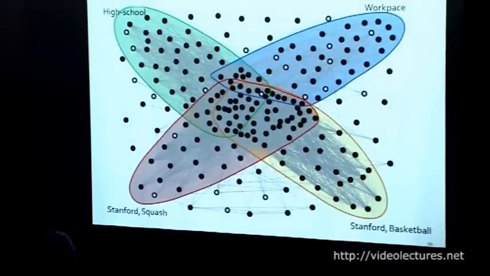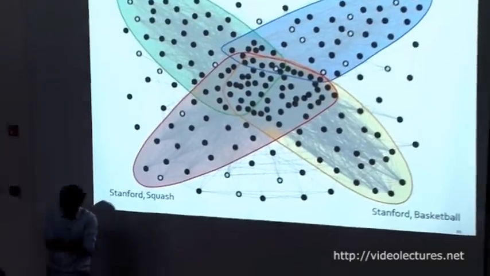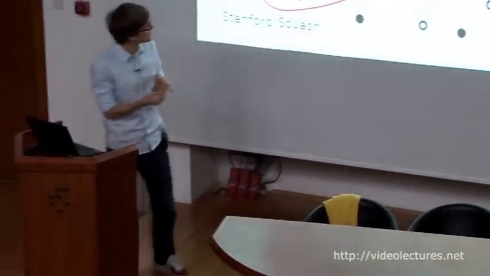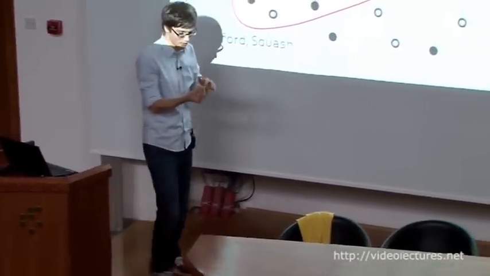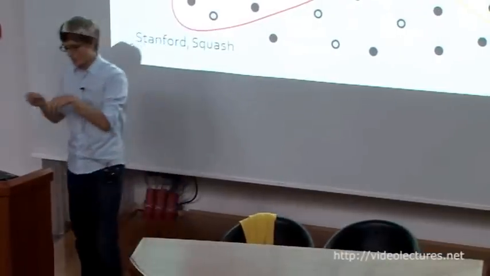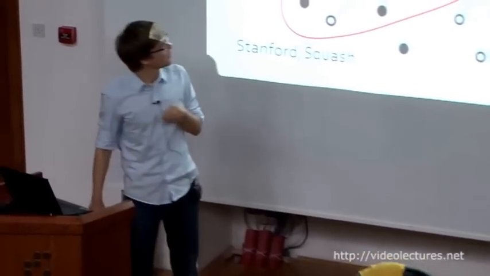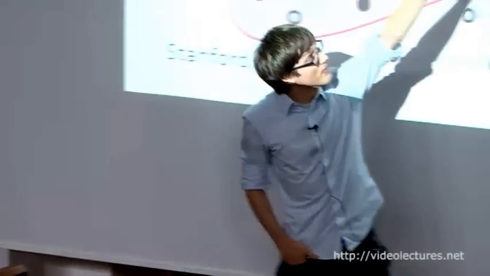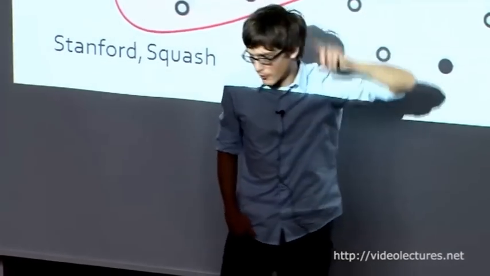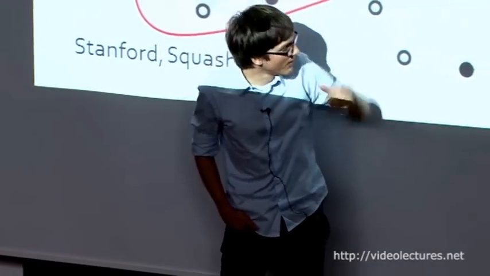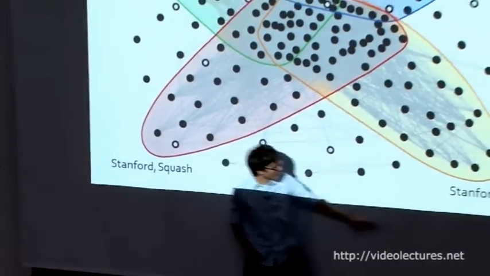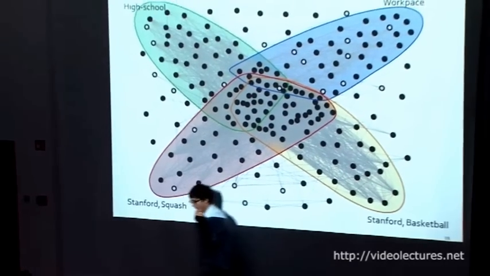So just to give you maybe a small example of how you find clusters. This is an ego network of one of my students. This is one of my Korean students who took all his Facebook friends and then tried to put them into different groups. And he decided he has four groups of his friends. He has friends from his Korean high school, friends from his workplace, basically eBay, where he did an internship. And then he has two sets of Stanford friends, one with whom he plays squash, and the other one are his basketball friends.